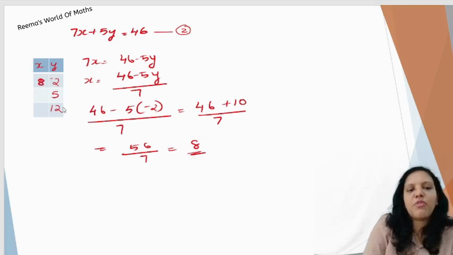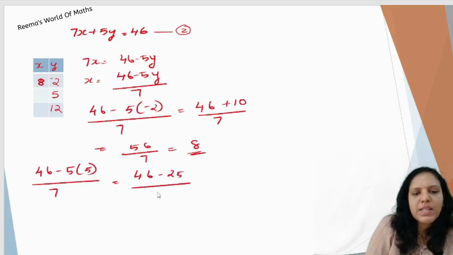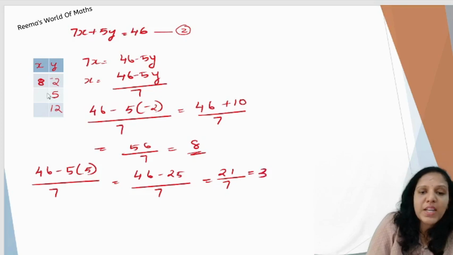So when we replaced the value of y with minus 2, we got the value of x as 8. Next we can take 5. Let's replace the value of y with 5. So that is 46 minus 5 multiplied by 5, divided by 7. So that will be 46 minus 25 by 7, which is 21 by 7. The value of x is 3. So when y is 5, we got x as 3.